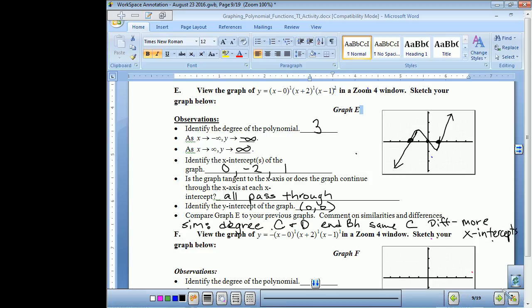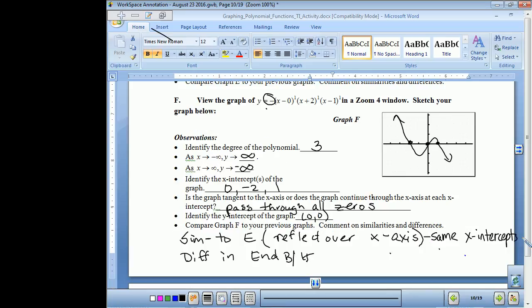So we're going to pass through all those x-intercepts. Our end behavior is the same as it was for C, because it's odd and positive. So it falls to the left, it rises to the right. As x approaches negative infinity, y approaches negative infinity. As x approaches positive infinity, y approaches positive infinity. Okay, questions about that? All right, next one.